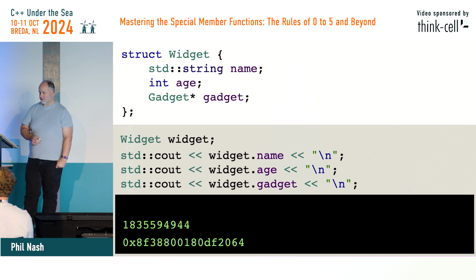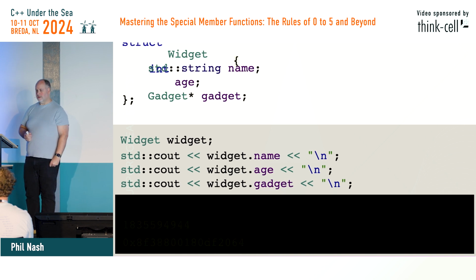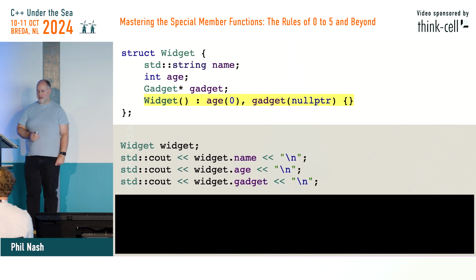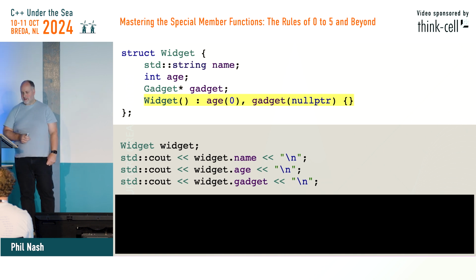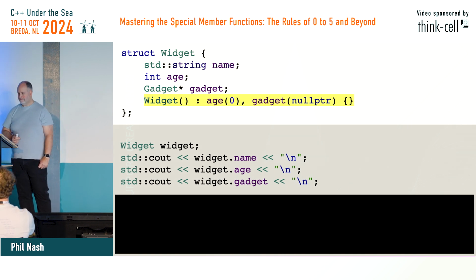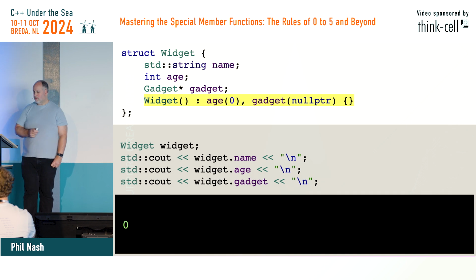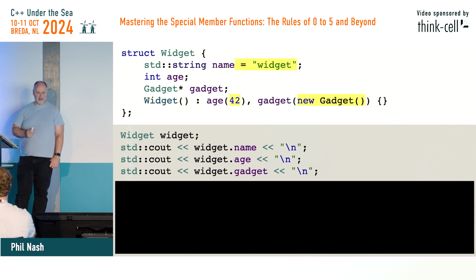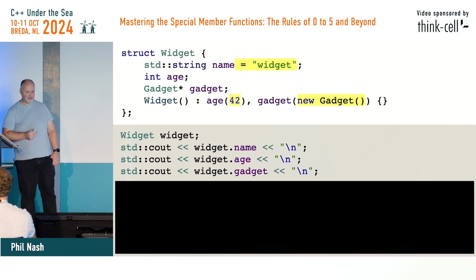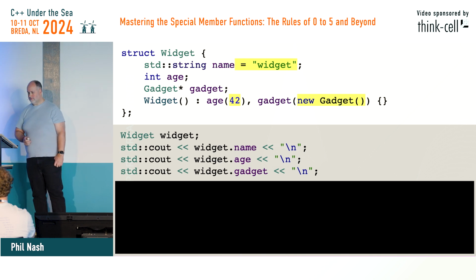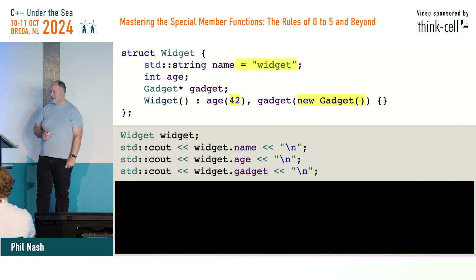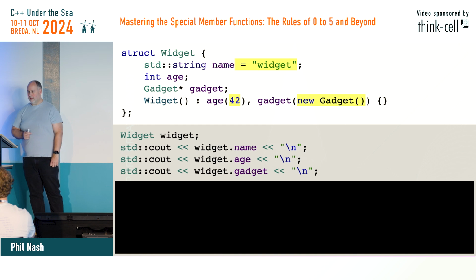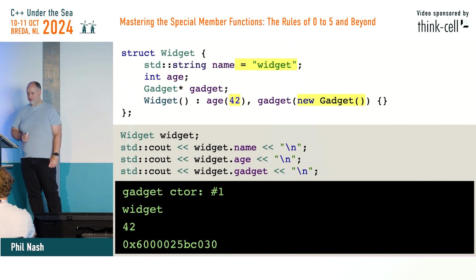And just like before, of course, the integer and the pointer are uninitialized. So let's write a default constructor to give those some initial values. Seems like what we might want to do. Of course, that all works. But maybe we want some more interesting default values. So let's give the string a value. Let's give the integer something more interesting, and actually create a gadget on the heap. So far, so good. All looks good when we print it out.